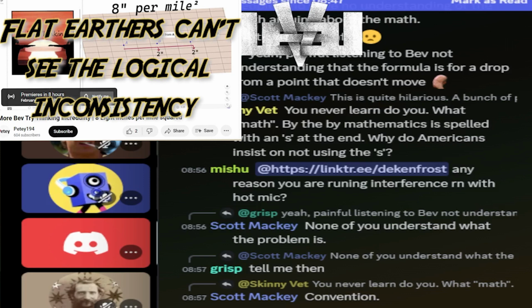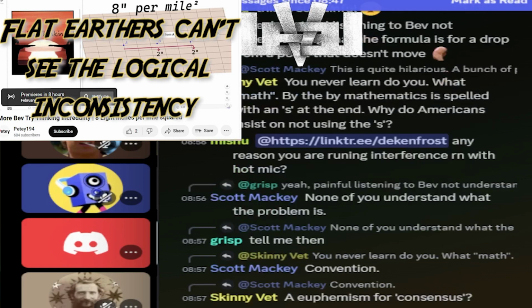Yeah, but that's a straight line. That's not the curve. It's not the Earth's curvature, dude. What's not the Earth's curvature? This straight line you're talking about on a plane. I know, that's a straight line, right? Yeah, it's not to do with the formula.